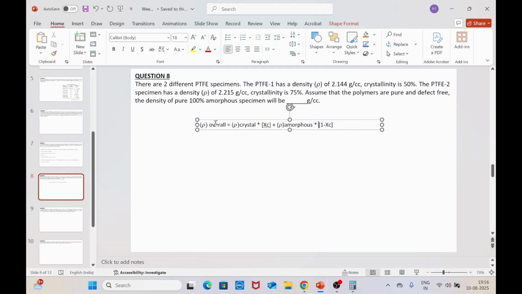domain, right? And if you take this xc value as 0, what it means is this factor will become 0 and 1 minus 0 is 1. So rho overall will basically become rho of the amorphous domain.